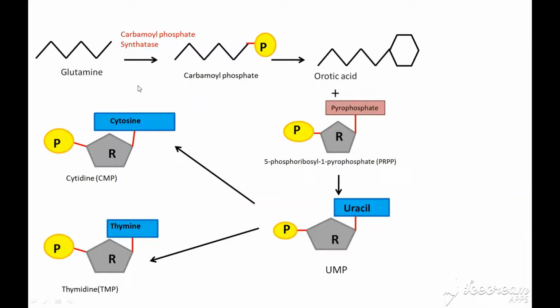Just to recap what we just studied, we're going to start out with glutamine. Glutamine is going to become carbamyl phosphate. Carbamyl phosphate is going to be converted to orotic acid. Orotic acid is going to be combined with PRPP to form UMP. And remember we said that UMP is going to be used as the template to make the other two pyrimidine nucleotides, and they are cytidine and thymidine.